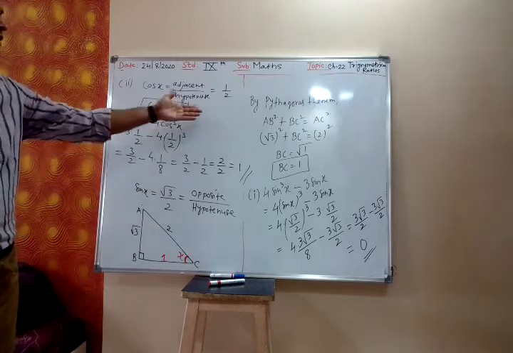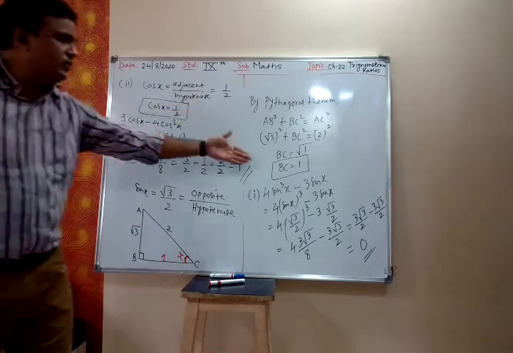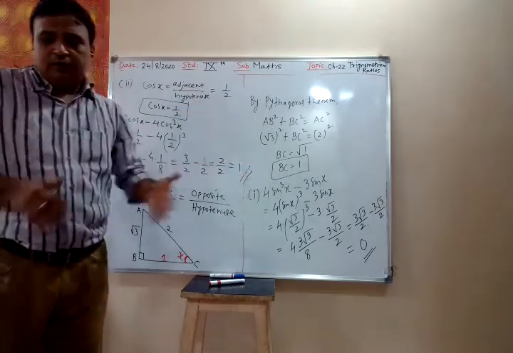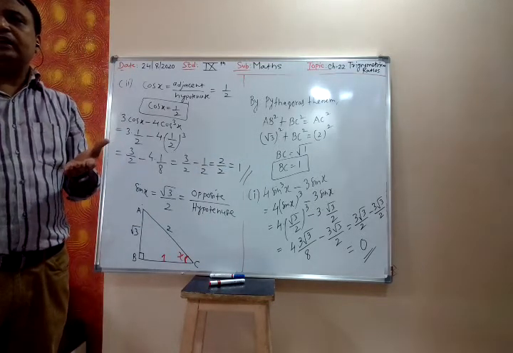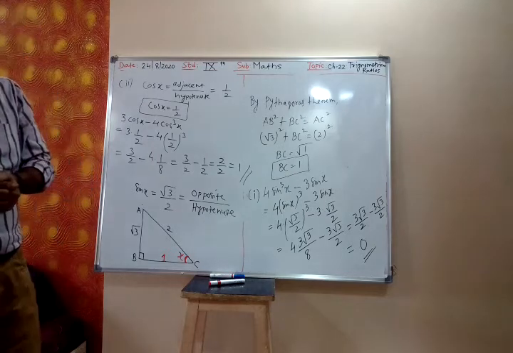See, by using Pythagoras, Pythagoras is required. Yes, using Pythagoras, we have found the base. If there is no adjacent side, how can we find the cos ratio?